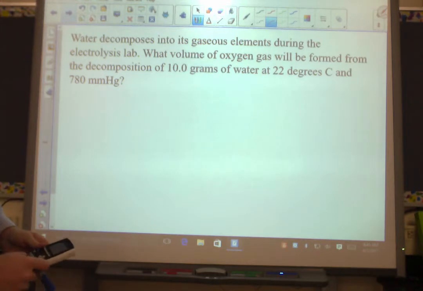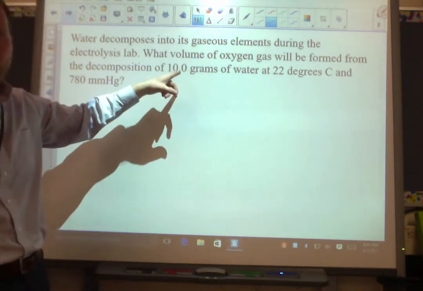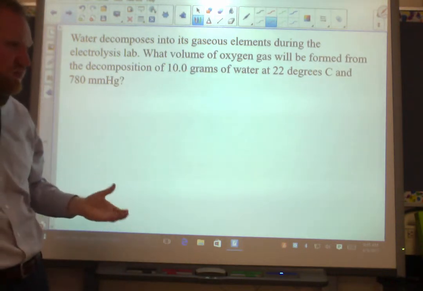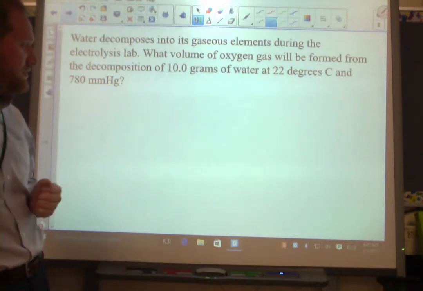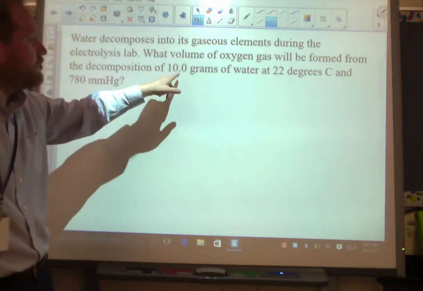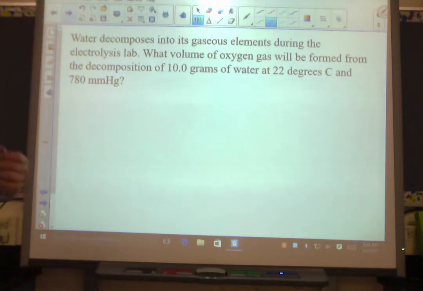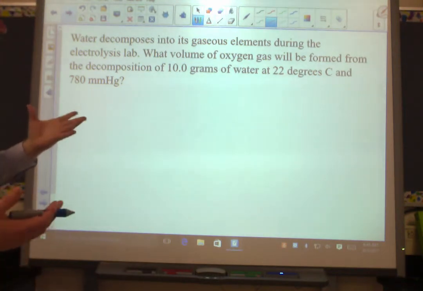Now, we have: water decomposes into its gaseous elements during the electrolysis lab. What volume of oxygen gas will be formed from the decomposition of 10.0 grams of water at 22 degrees Celsius and 780 mmHg? So, let's see what we're going to be doing here. Notice I give you grams. As soon as you see grams, you should think moles. And as soon as you think moles, you should probably think of the ideal gas law, PV equals nRT. So I say what volume, so we're solving for V. I give you grams, which you turn into moles. I give you temperature, and I give you pressure. So let's work it out.